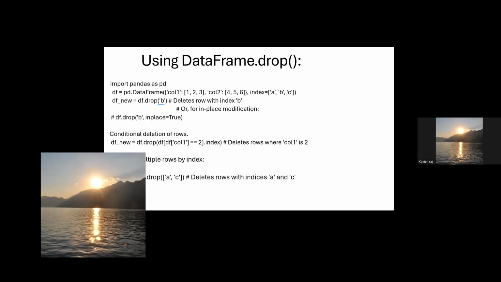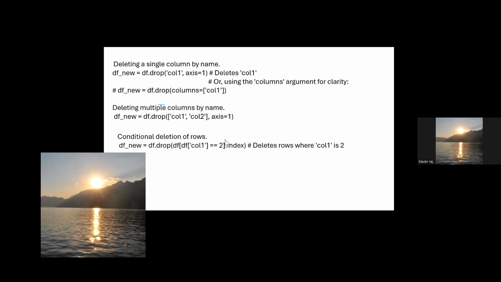Then the new object name is equal to df.drop, and in square brackets the indices, all the indices that you have to separate by the comma operator. This is using the drop method. So using the drop method, we can delete the row as well as we can delete the column.